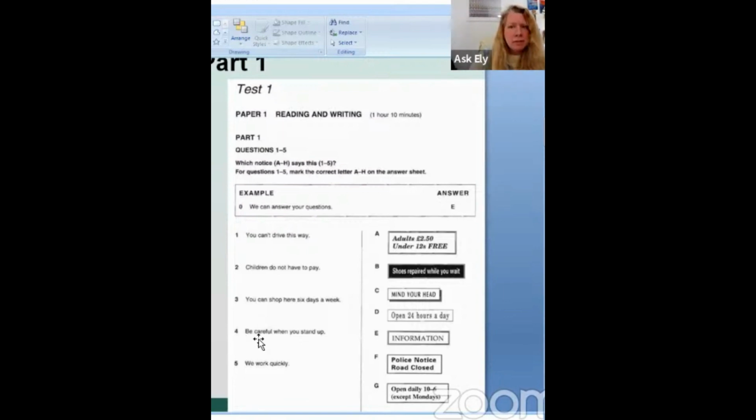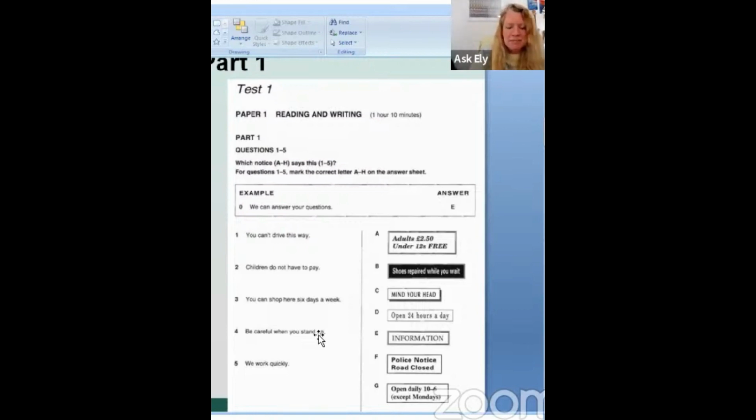Okay, be careful when you stand up. Okay, when you stand up, what happens when you stand up? Yeah, you have to be careful. Mind your head. Be careful. Anytime you hear the phrase mind your step, mind your head, mind your is another way to say be careful. So be careful. Mind your head. Mind your step. When you're walking, mind your step. Mind your. Say it with me. Mind your. Yeah, mind your head. So which one is that? Which one talks about the head? If you said C, you're right.